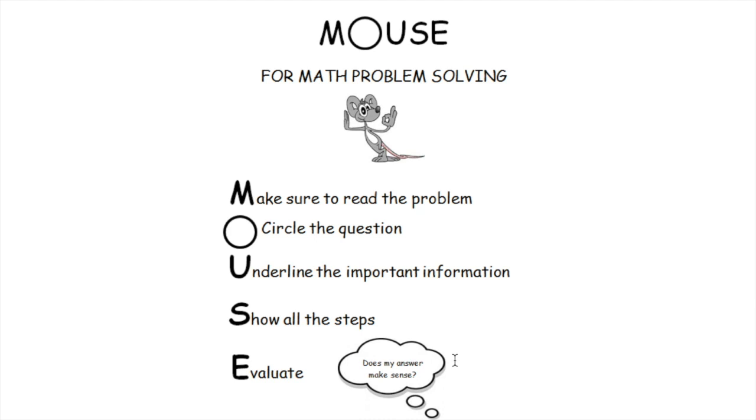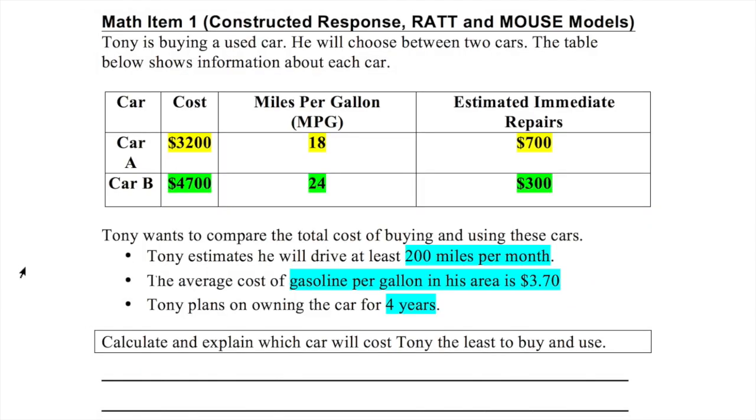Here is our example. If you look at math, item number 1, here is the data. Tony is buying a used car. He will choose between 2 of them. The table below shows us information about each one. Now, car A will cost $3,200. It will get 18 miles per gallon, and the estimated repairs will be $700. Notice I've highlighted my key terms in yellow.